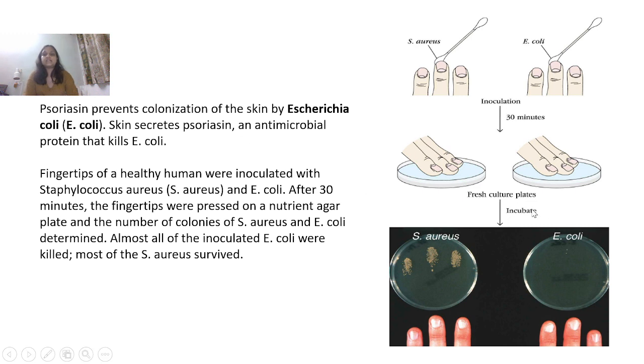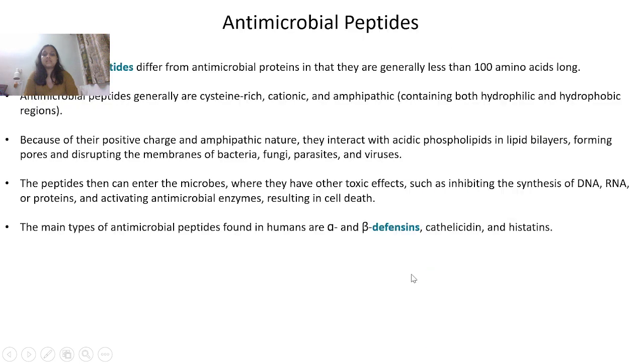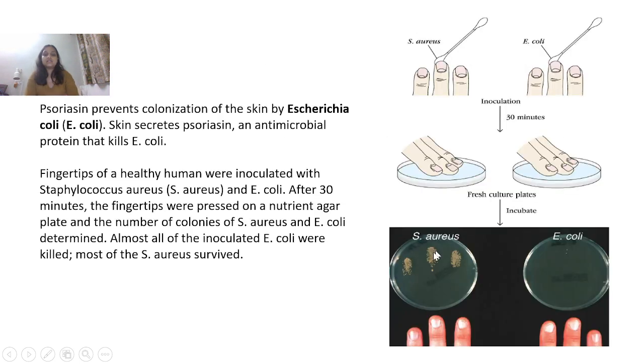So here also we can see they have inoculated this with Staphylococcus aureus and E. coli. They inoculated for 30 minutes, then they pressed the fingers, both the hands, on the nutrient agar plate. Then they incubated it overnight, maybe, and then they saw how many colonies. So here we can see in E. coli there is no colony, only two we can see. But in Staphylococcus aureus, you can see the fingertips, like the shape of the fingers. There are so many colonies here.